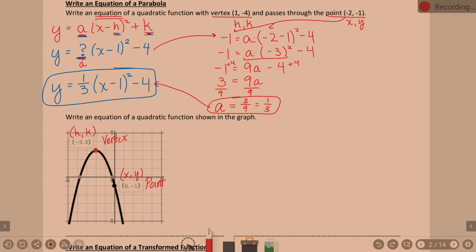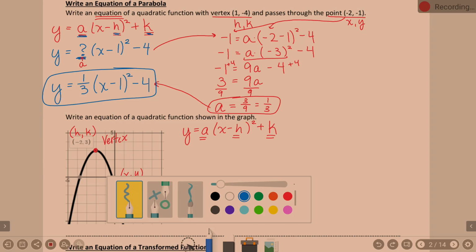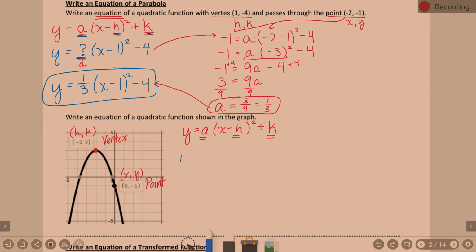The last problem, they gave it to me in words. Here, they're making me take it off the graph. Same deal, though, right? Okay, so let's recall. We are filling in the equation. Y equals a times x minus h squared plus k. You have to be able to tell me a, h, and k. What do we already know? We know h and k. We don't know a yet, do we?